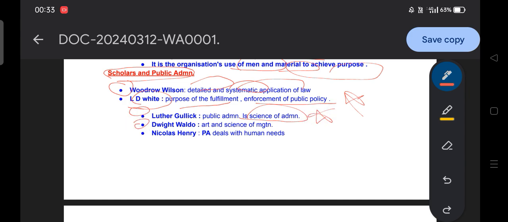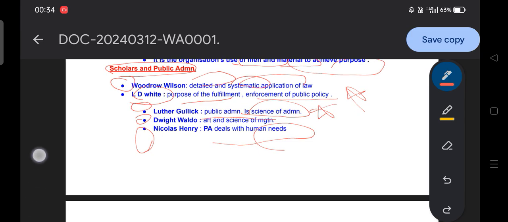And moving to Dimock, public administration is the art and science of management. Moving to Nicholas Henry, public administration deals with human needs, to fulfill the requirements and necessities of human society as per the circumstances and times. So Nicholas Henry talks about dealing with human needs. These are the different definitions given by different scholars, and these are the exact words mentioned by the scholars, which I borrowed from the IGNOU material. You can also refer to that for further reading, for understanding the scholars and their ideas in depth.